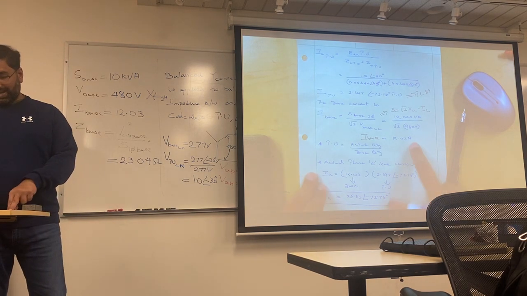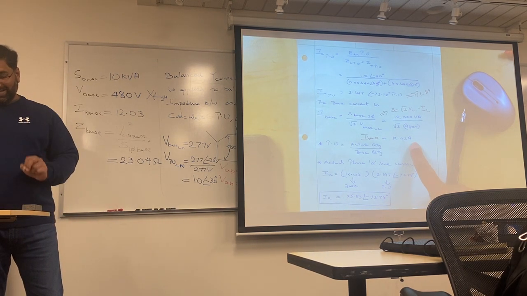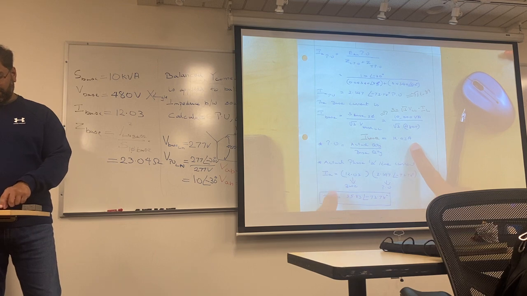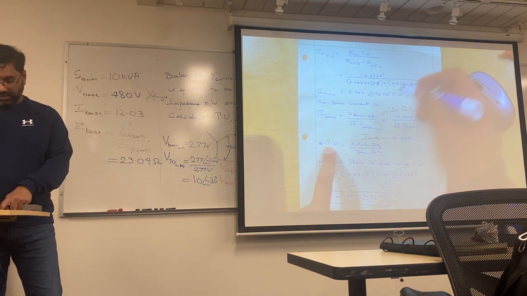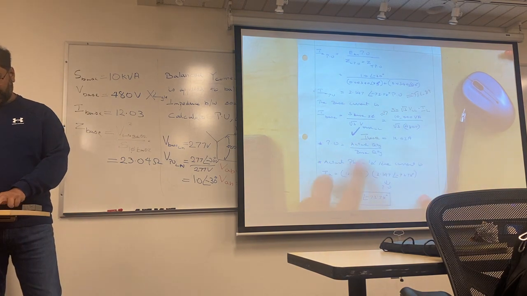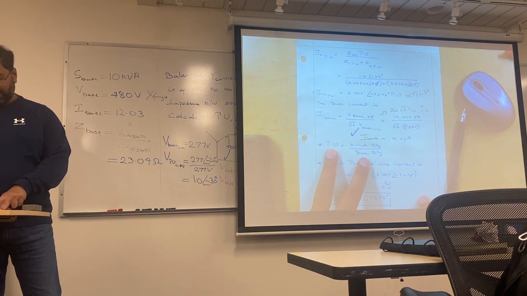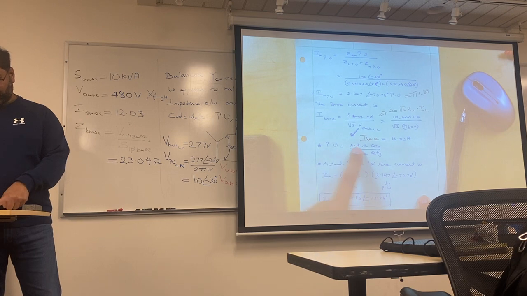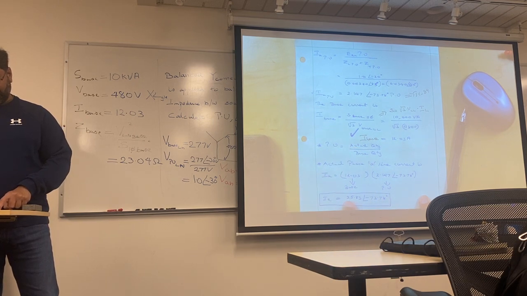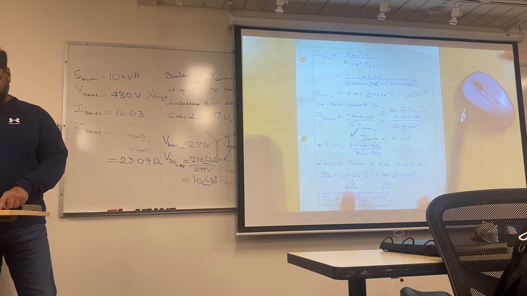Now that I have my I base, it's still not my actual quantity. All that I have to do is, I have my per unit here, I have my I base here. If I multiply my per unit with my base quantity, I should get my actual quantity. And I have my actual quantity here. So base times my per unit, and here you go.